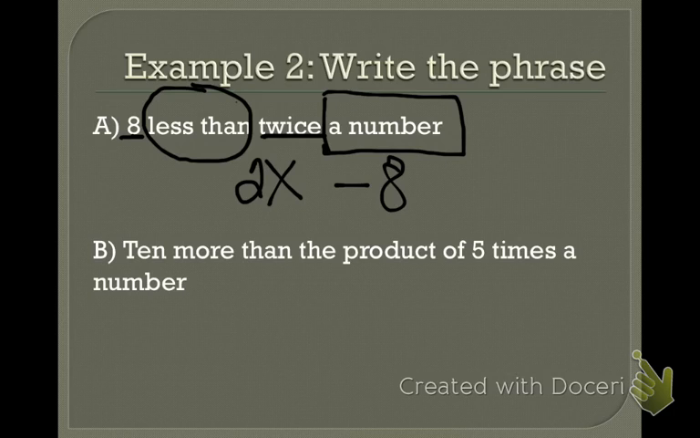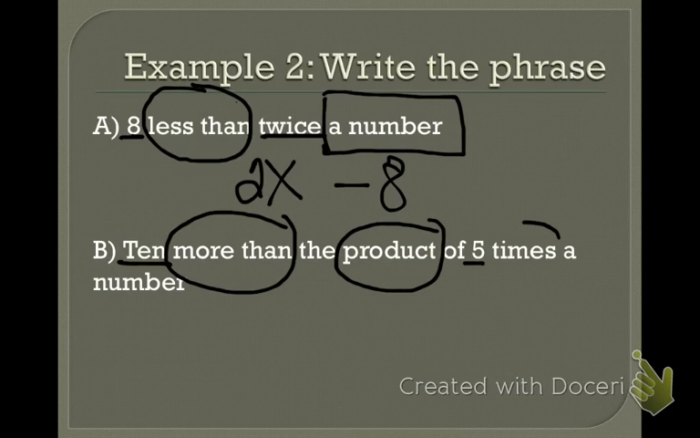So we're going to practice some more of these. Again, I'm going to underline where I have my numbers. I have 10 more than the product of 5 times a number. I'm going to circle my key phrases. Again, I have more than. I also have the product. I also have times a number. So there's my number again that I'm going to use for my variable. Now I need to write that as a mathematical expression.